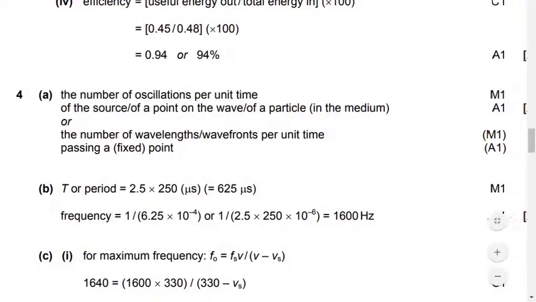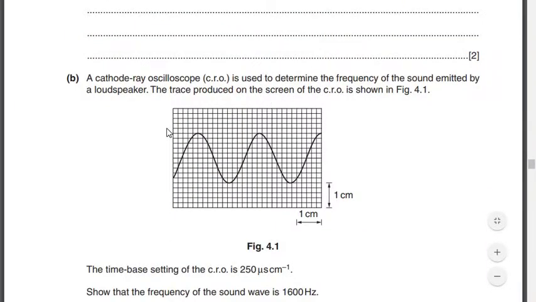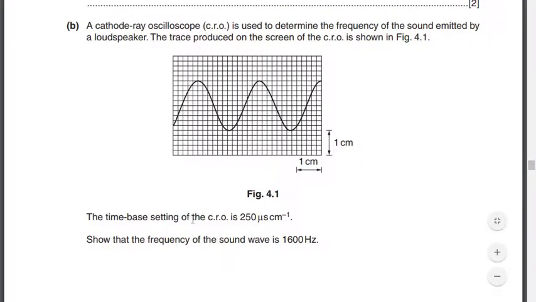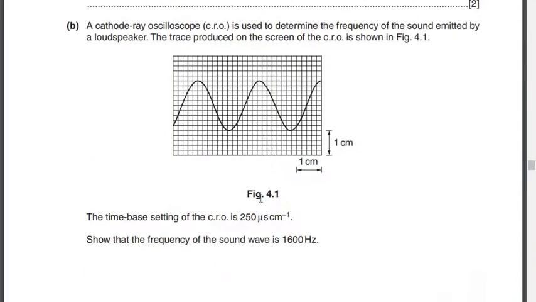ঠিক আছে, তারপরে let's look at the next part of the question. Cathode ray oscilloscope is used to determine the frequency of sound emitted by a loudspeaker. Trace is seen on the CRO of figure 4.1. Time-based setting on the CRO is 250 microseconds per centimeter, so that the frequency of the sound is 1600 hertz. So এটা পারবো না? Again, you just measure this.